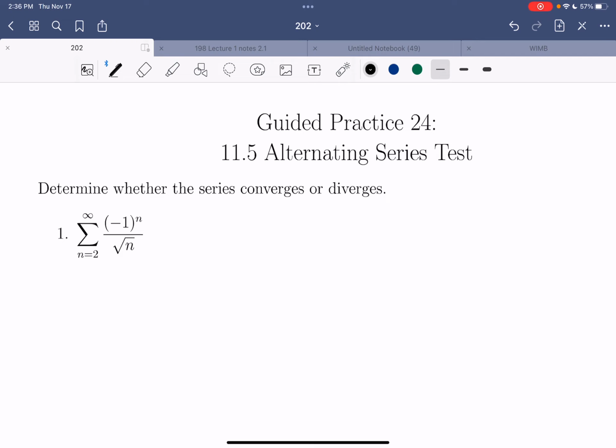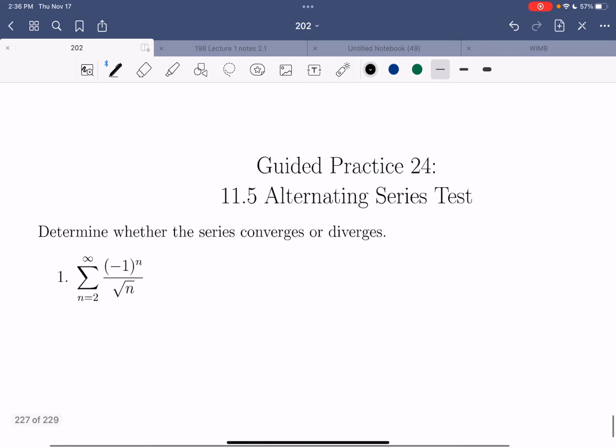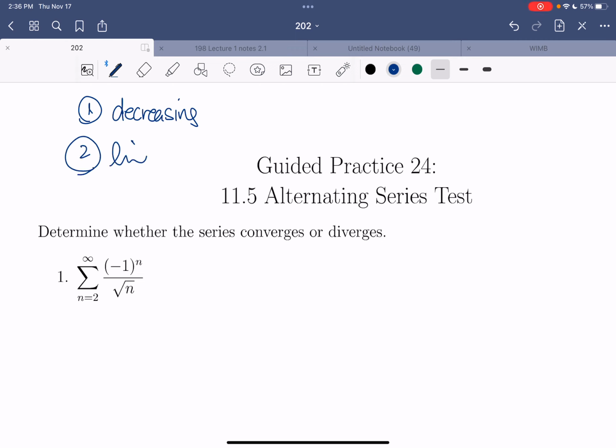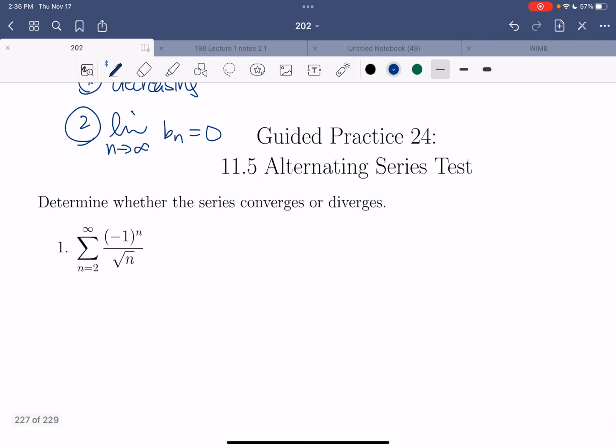Remember that for the alternating series test, we need to show two things. Number one, we need to show that the sequence is decreasing. And number two, we need to show that the limit as n goes to infinity of bn equals 0. If not, then it diverges. So determine whether the series converges or diverges.